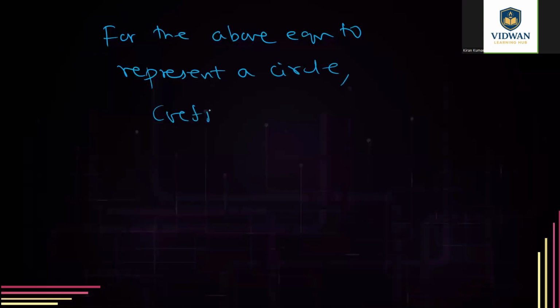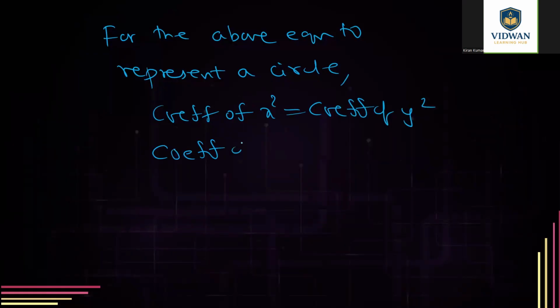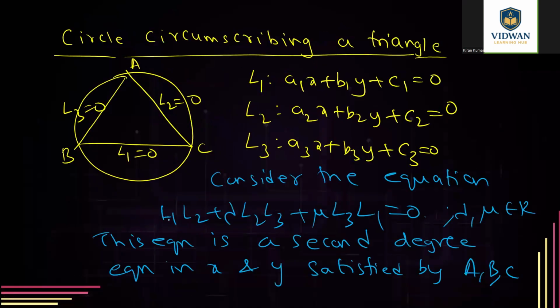Coefficient of x square is equal to coefficient of y square. And second criteria that you can write is coefficient of xy term is 0. So when you apply these conditions, actually when I write down this equation, what do I write in place of L1, L2? These values. L2, L3, these values. So it will be a second degree equation in x and y, which can become a circle for these conditions.